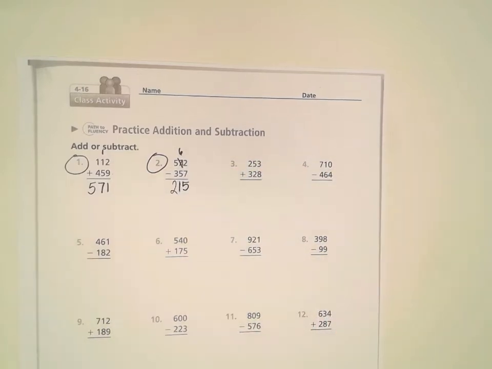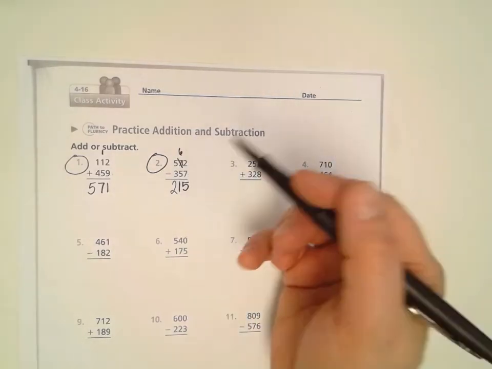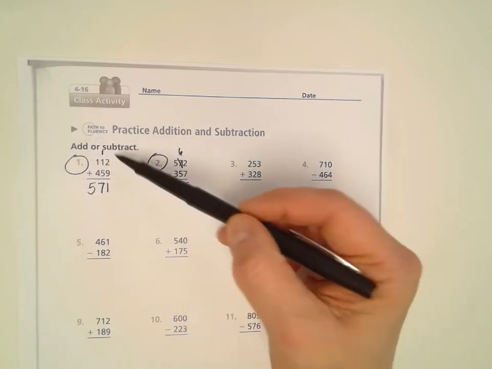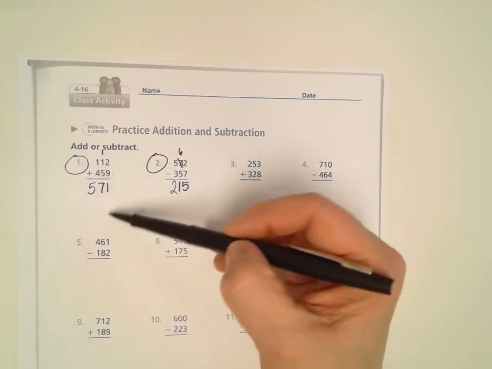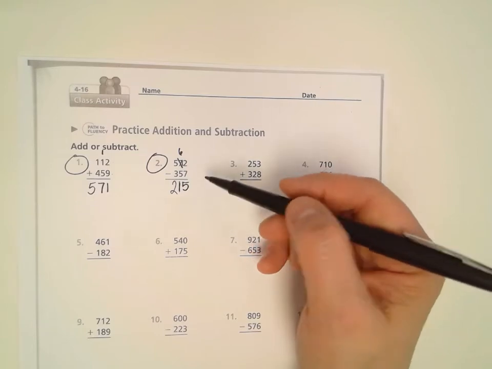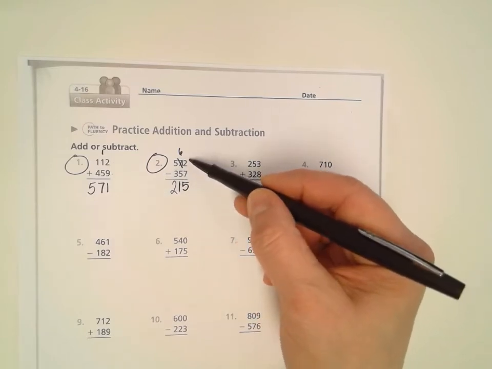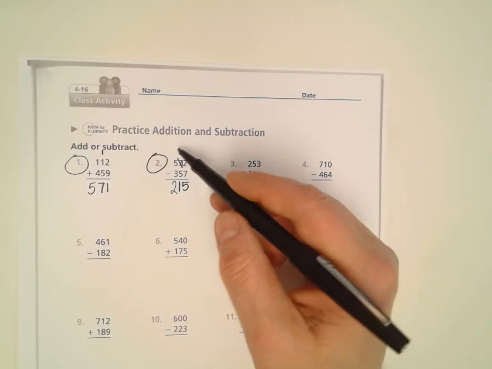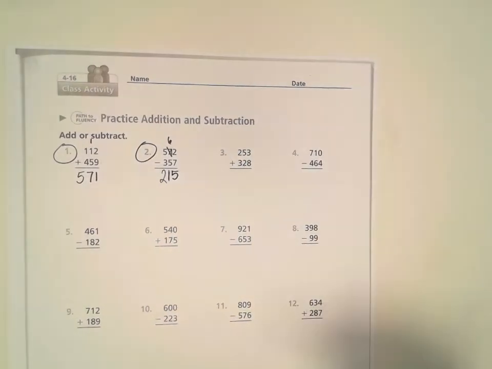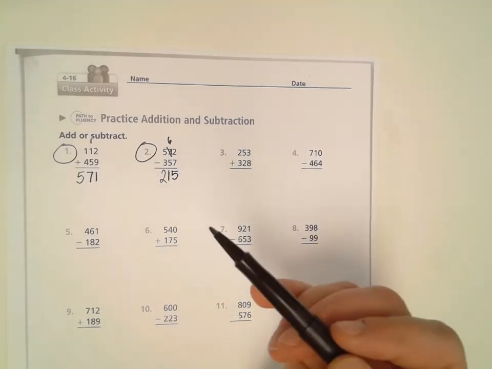So sometimes you do need to ungroup and regroup, and sometimes you don't. So make sure that you look at that before you just assume. When you're adding, you're going to end up with a larger number than either of the other two. And remember, when you're subtracting, your answer should end up being smaller than what you started with. That's important, so that when you're checking your answers as you go through, you always make sure that your answer makes sense.